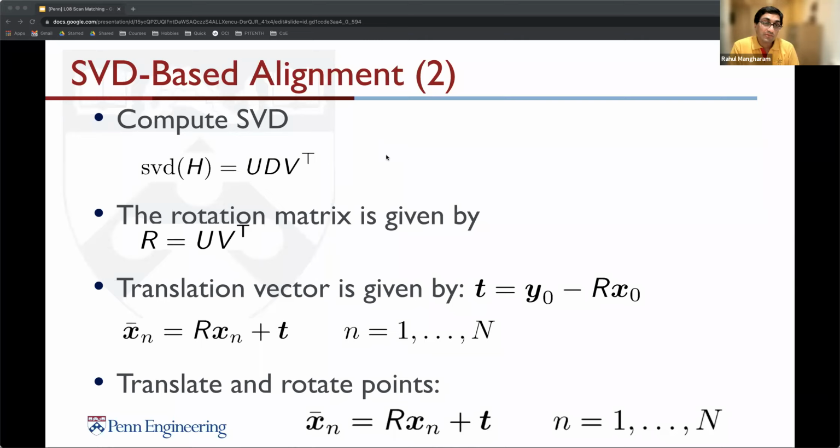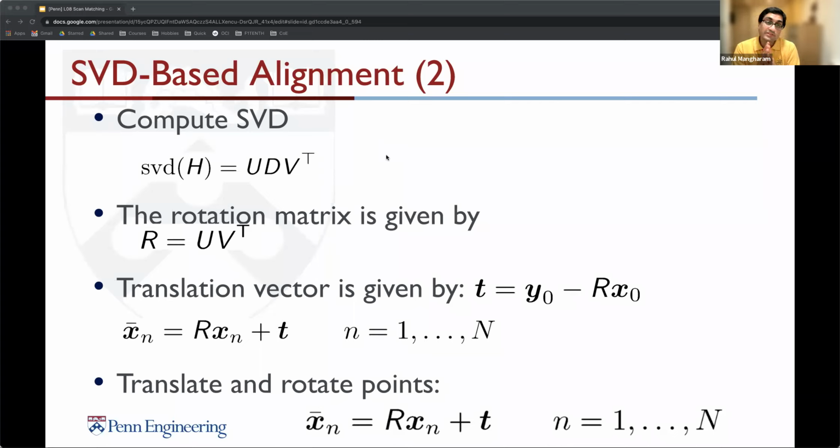I haven't explained to you why this is the case. That's something that we can do offline, but I just want to show you that there is a solution that exists over here. So I'm computing the center of masses, computing this matrix H, computing the SVD, and from the result of this SVD, I can extract the optimal rotation matrix.